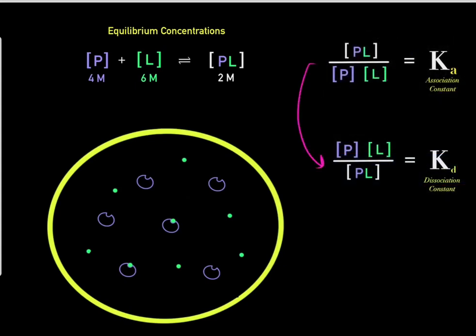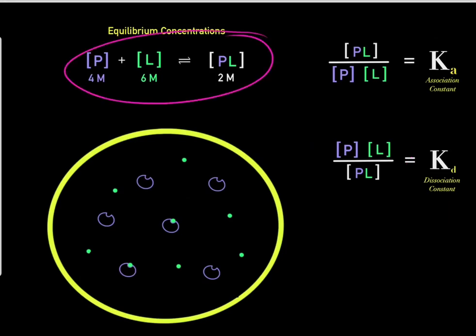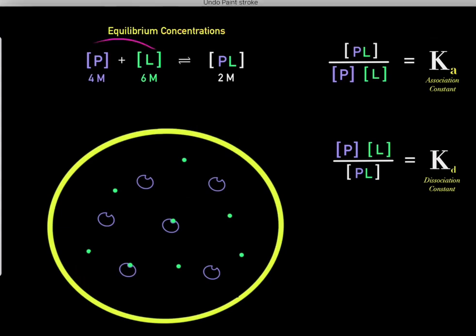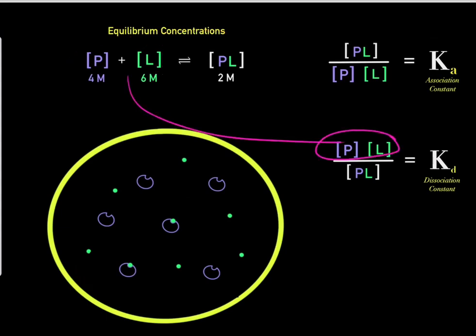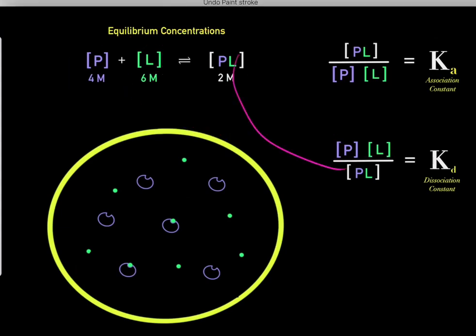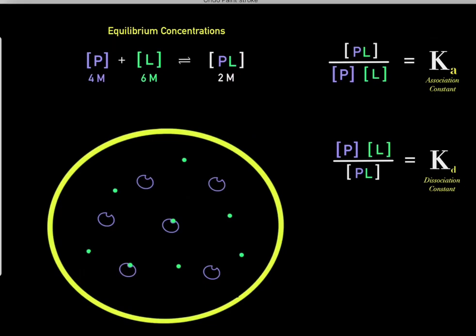Then the reciprocal gives you the dissociation constant, where again, you wait for the reaction to reach equilibrium. But in this example, you take the protein and ligand and put that in the numerator, and you take the complex and put that in the denominator, and that'll give you the dissociation constant.